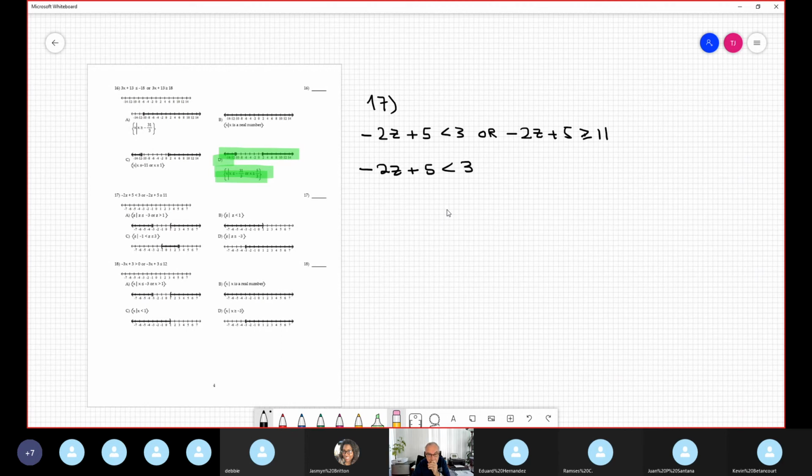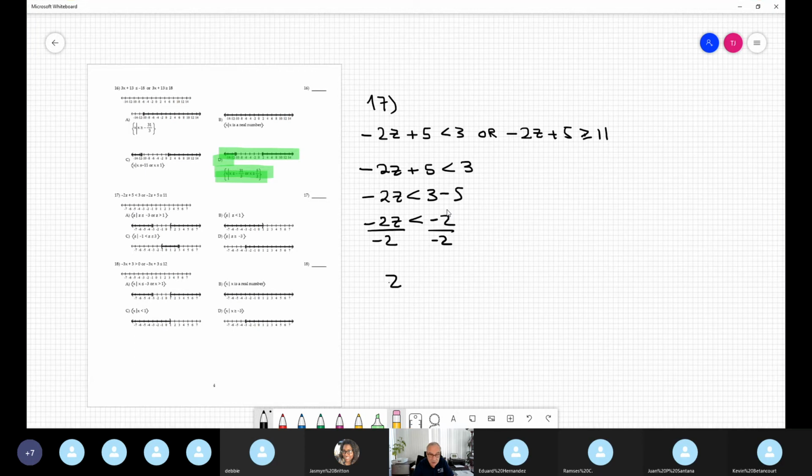Okay, let's do it. Negative 2c is less than 3 minus 5, negative 2. Divided by negative 2, because I want to solve for positive c. And when you divide by a negative number, the inequality sign is reversed, so c greater than 1. I did the first one.